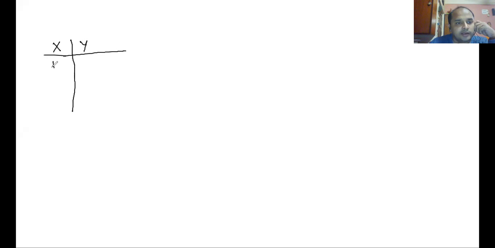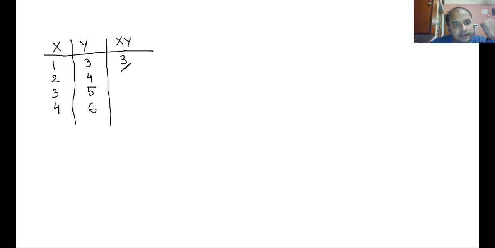Capital X was 1, 2, 3, and 4. Capital Y was 3, sorry, that was 4, that is 5, and that is 6. And I wrote the capital XY as 3, 8, 15, and 24. And the summations were written in the following manner.